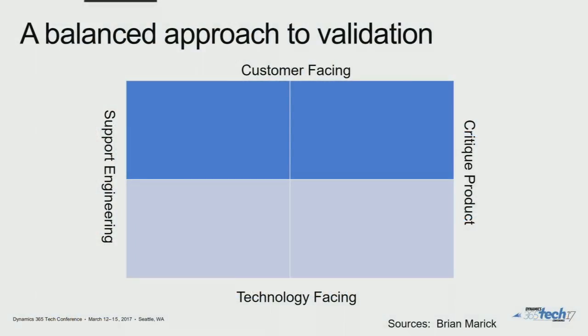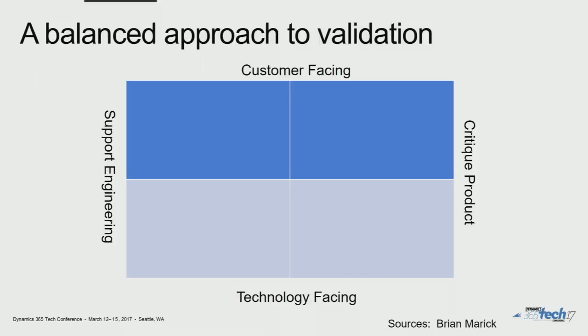So the first thing I want to talk about is a balanced approach to validation. And this isn't actually specifically talking about automation. It's really about validation in general. And this matrix has been around for many years. Brian Merrick is kind of a leader in the agile software world, especially on the test side. He was the one who first came up with this matrix.